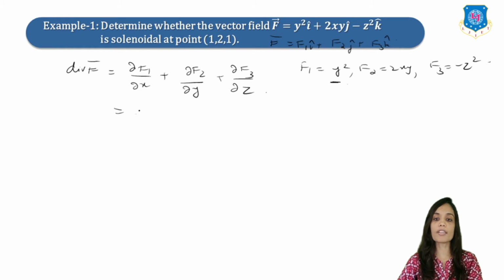Do the derivative of f1 with respect to x. Here there is no x, so the answer will be 0. Plus do the derivative of f2 with respect to y, so it will be 2x. Plus do the partial derivative of f3 with respect to z. It will be minus 2z.